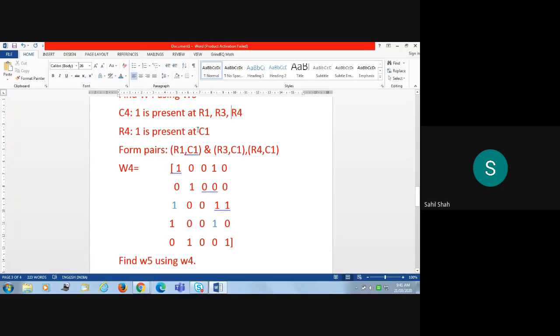Aditya, C5, R5. Is there voice breaking? Whether my voice is breaking? No. Fine.